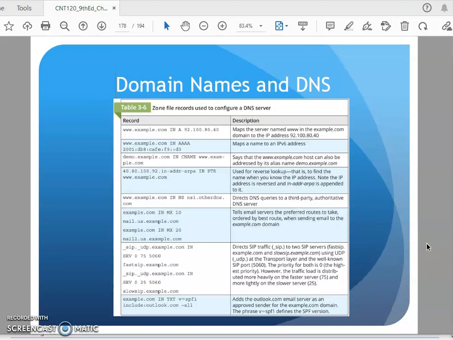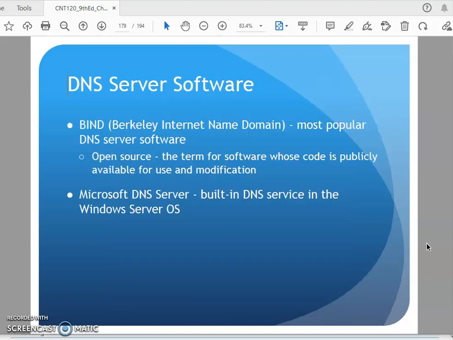And then here are some examples that the book has about these different types of records. The most popular DNS server software out there is BIND, Berkeley Internet Name Domain. BIND server. That would probably be the most common one you see out there. Microsoft has its own DNS server. It's built into things like Active Directory, that sort of thing. But BIND is typically the one that you would find in your networks.